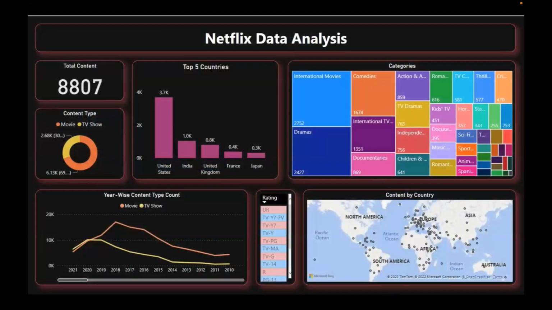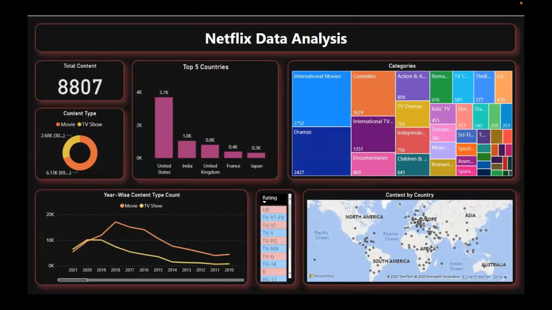Yeah, so these are our visualization charts. First of all, if you see there is total content, which implies there are around 8,807 contents in our data. That includes movies as well as TV shows. And in the second chart, there is a division of how many movies and how many TV shows there are. Movies are around 69% and TV shows are around 30%.